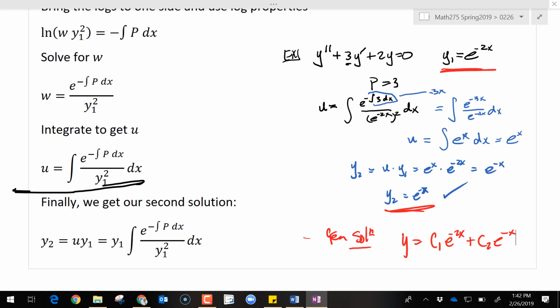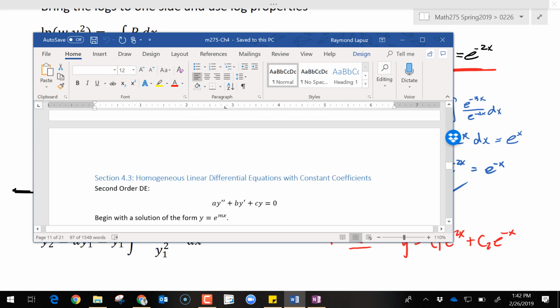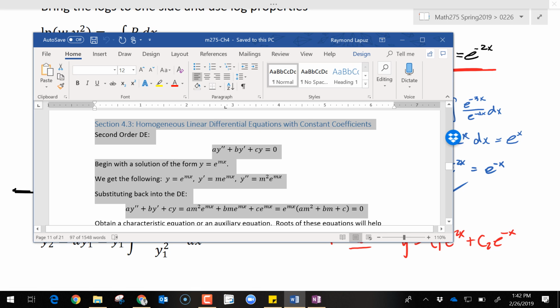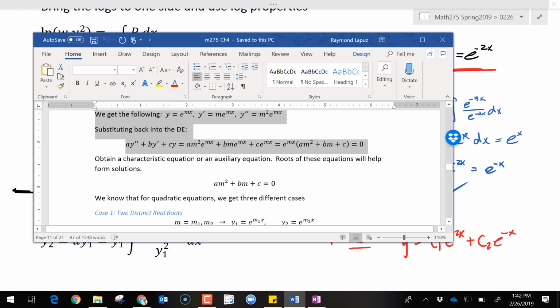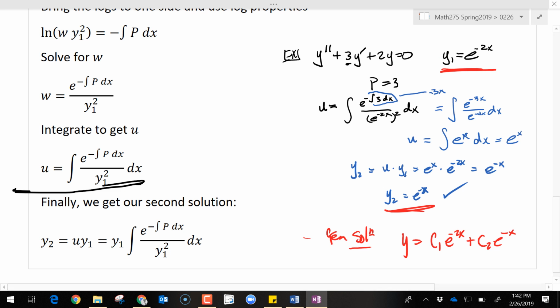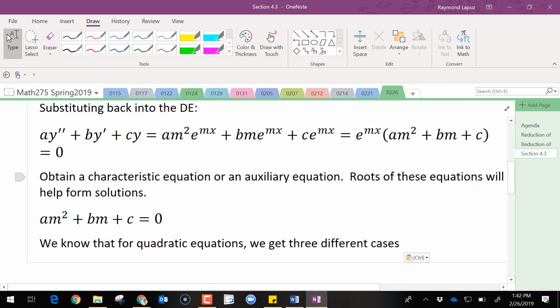That's the reduction of order. So now let's jump into our next section, which is actually solving second order or higher order differential equations with constant coefficients. And this basically is what you guys did on your own, except we'll try to capture the more general essence of what you were doing.